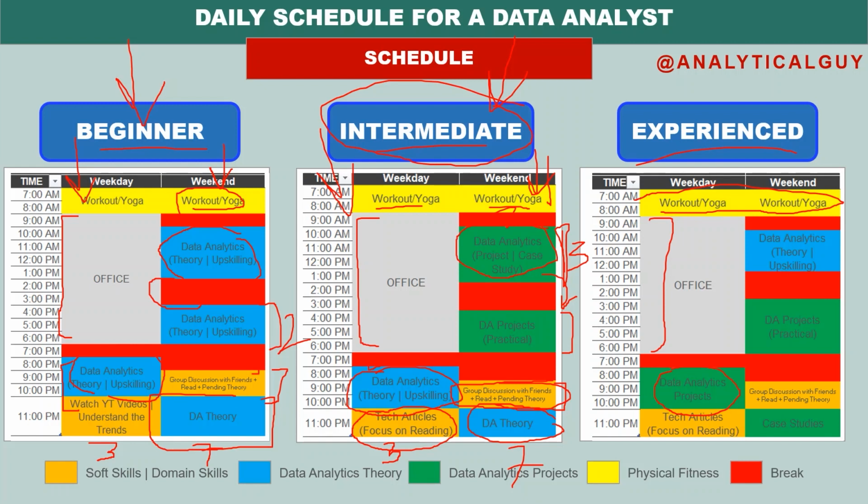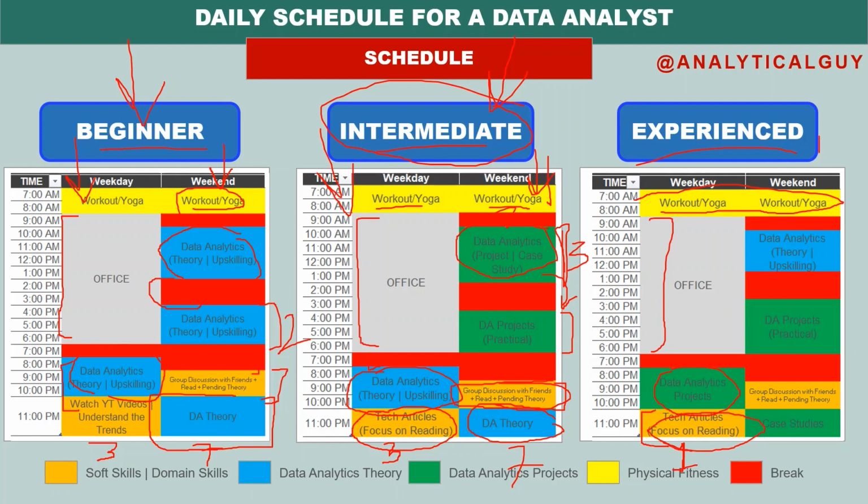From 10 p.m. to 11, for 1 hour you should focus on reading. Even if you are an experienced guy, and if you have intermediate level of communication, you might not progress further. You might get a 10 lakhs job, but you want to get a 20 lakhs job or 30 lakhs job. So you should have good communication skills. You should be able to convince the leaders. You should be able to communicate whatever is there inside you, right? So this is all about focusing on reading.